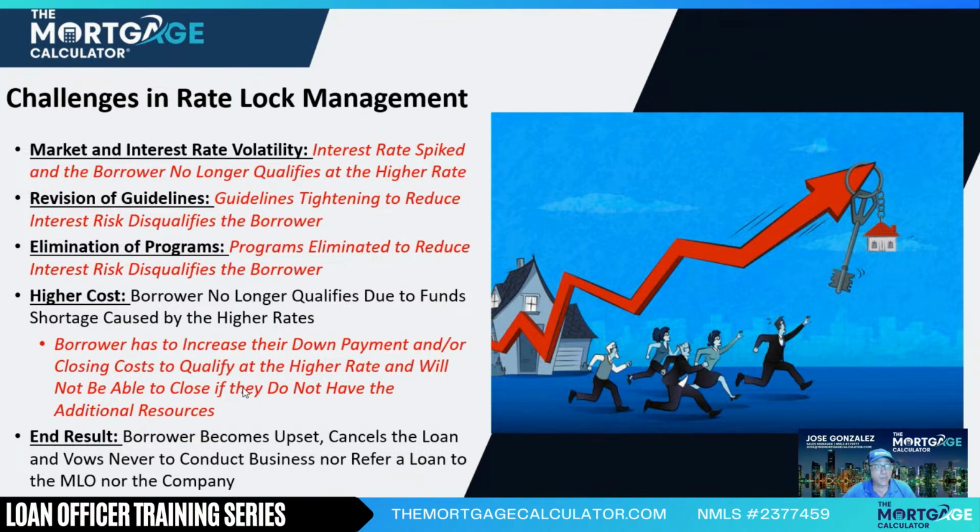Because in this case, if the borrower has to increase their down payment or closing costs to qualify at the higher rate, they'll not be able to do it if they don't have the additional resources. And the end result of not successfully meeting these challenges is that the borrower becomes upset, cancels the loan, vows never to conduct business nor refer a loan to the MLO nor the company that the MLO was employed with.